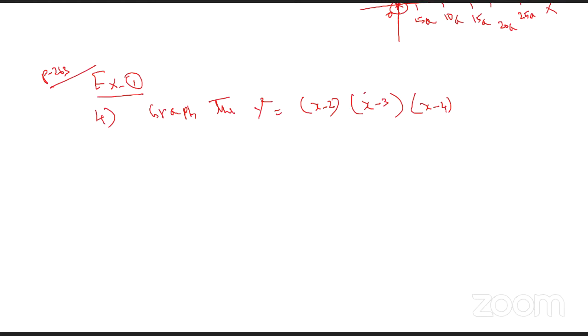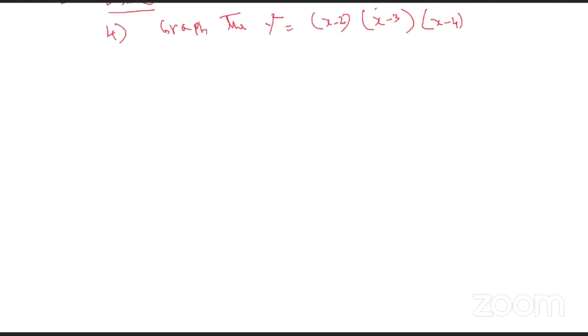Exercise 1, fourth question. Graph the curve y square equal to x minus 2, x minus 3, x minus 4. Solution. So first sketch the graph.